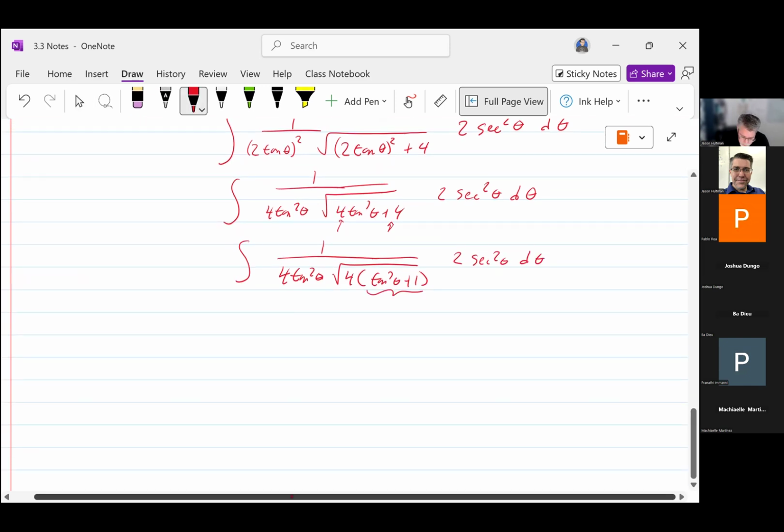But what was tangent squared theta plus 1? It was secant squared, right? So this thing becomes secant squared, from our Pythagorean identities. So this is going to go 1 over 4 tangent squared theta times the square root of 4 secant squared theta times 2 secant squared theta d theta.